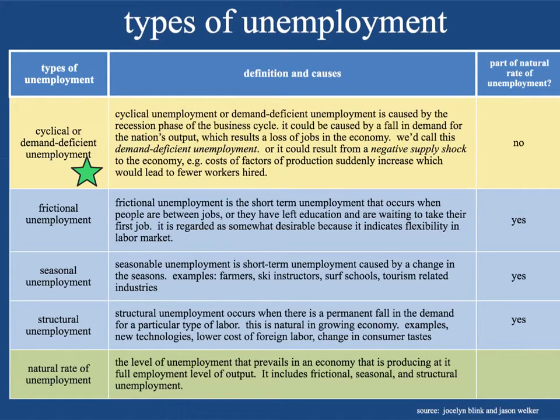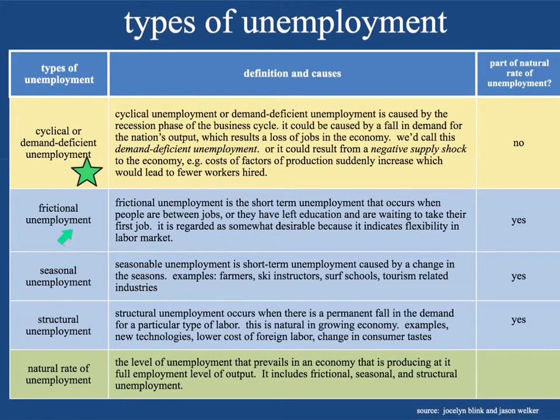Now, here's the key piece. Look underneath, look down here. Natural rate of unemployment is comprised of three different kinds of unemployment: frictional, seasonal, and structural. So the natural rate of unemployment is the level of unemployment that prevails in an economy that is producing at its full employment level of output. And it includes frictional, seasonal, and structural unemployment. So natural rate of unemployment is what is natural in a growing, thriving economy. How is that possible, you might ask? Well, you have to look at the different components of the natural rate of unemployment to understand it.